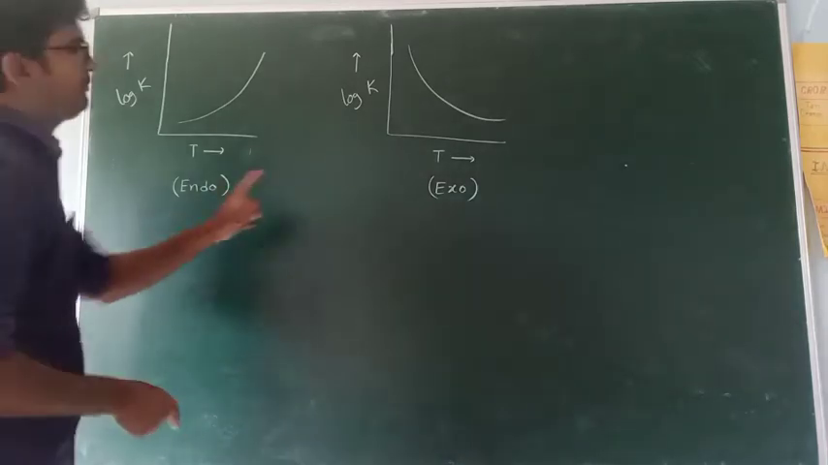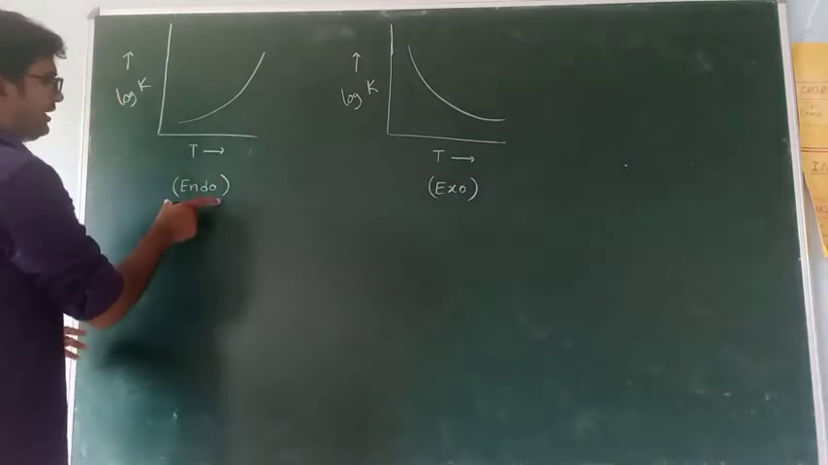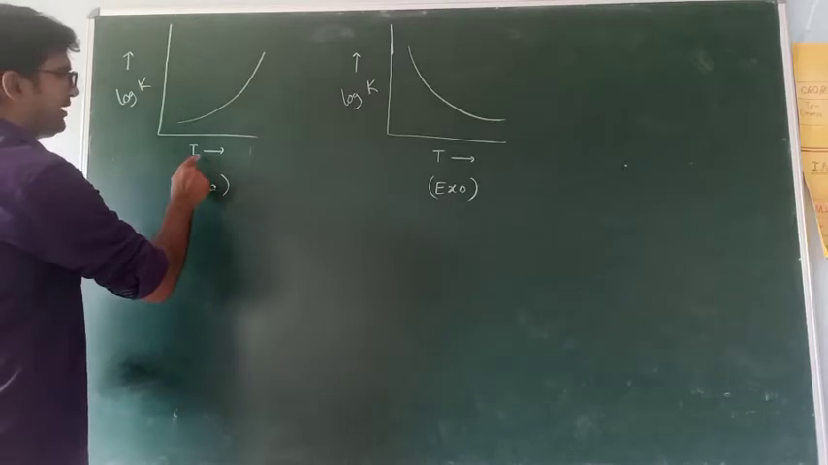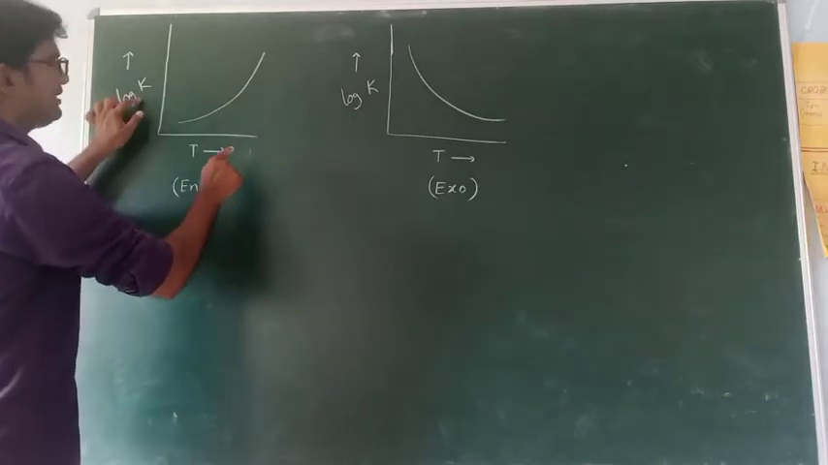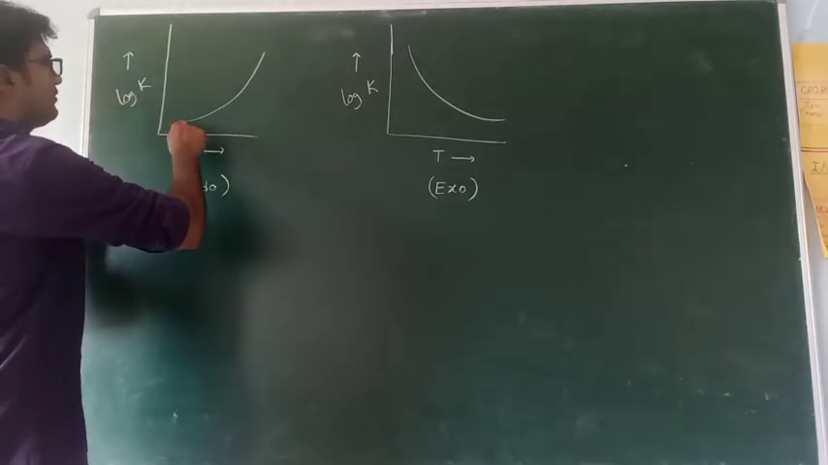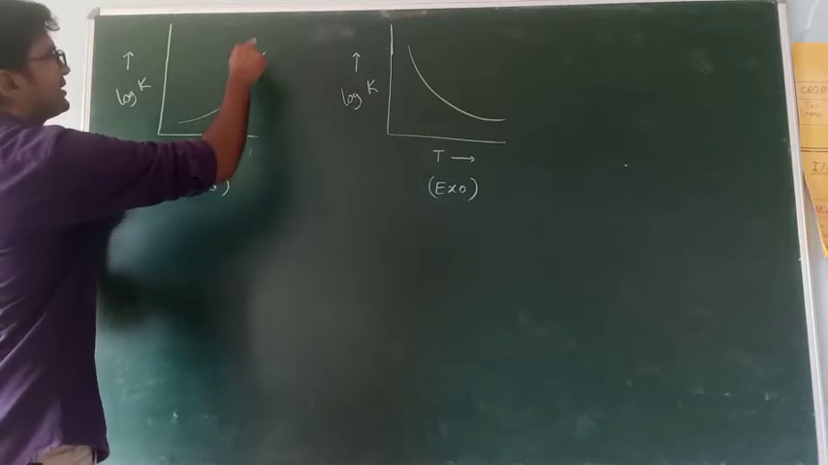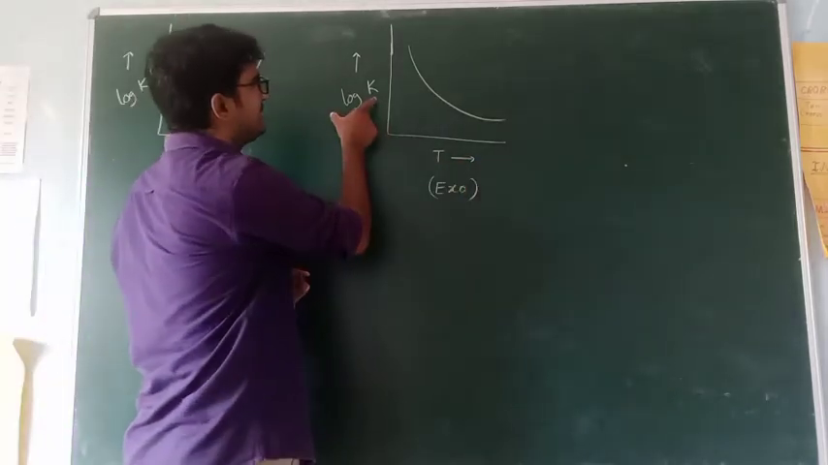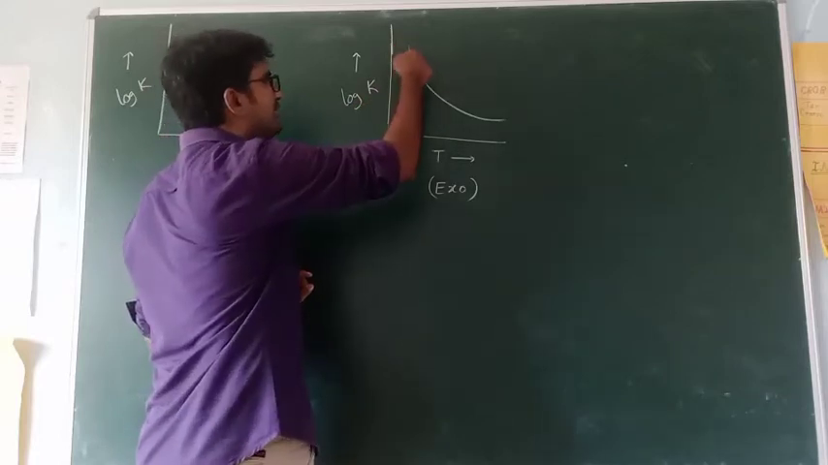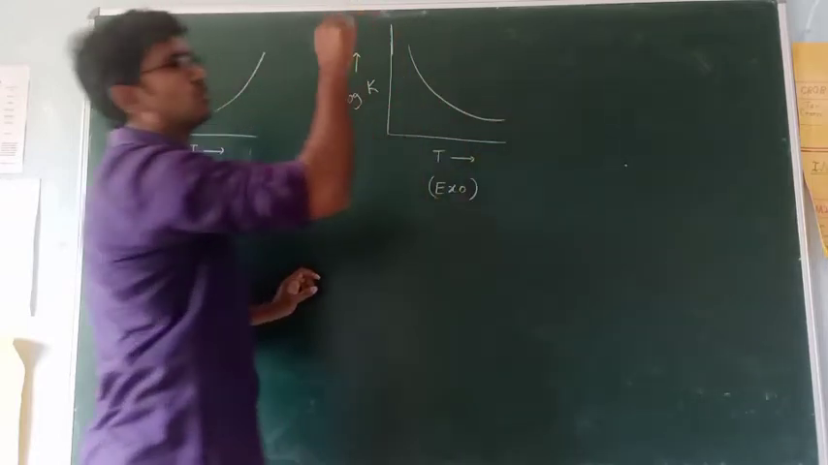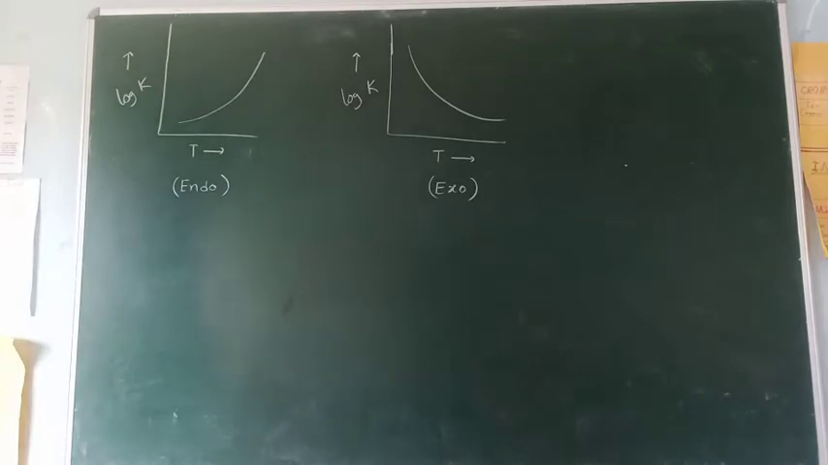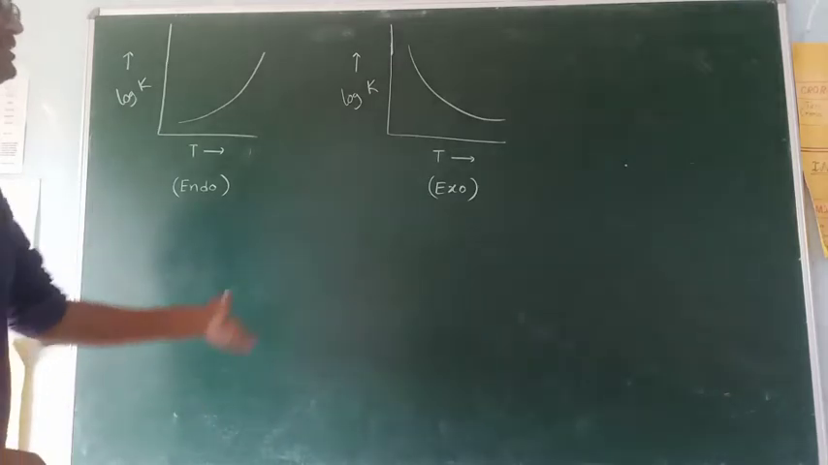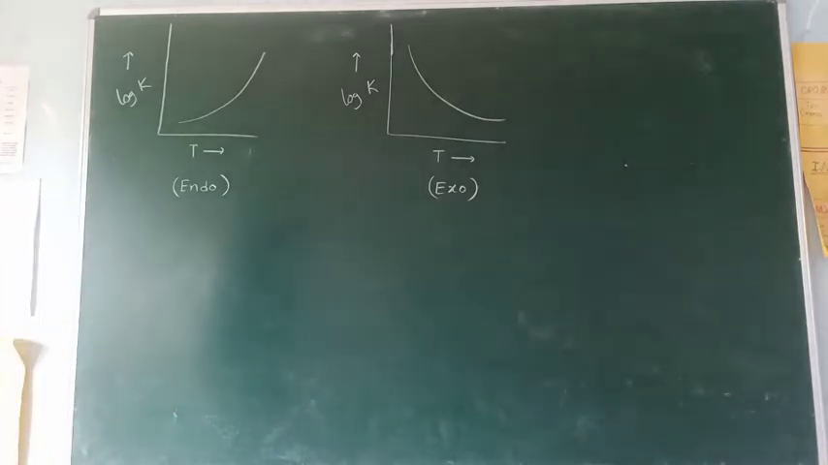Graphs for endothermic and exothermic reactions. In endothermic reactions, as the temperature increases, log K, the equilibrium constant value, increases. But in exothermic reactions, as the temperature increases, the equilibrium constant value decreases. These two graphs represent the changes of equilibrium constant value with temperature in endothermic and exothermic reactions.